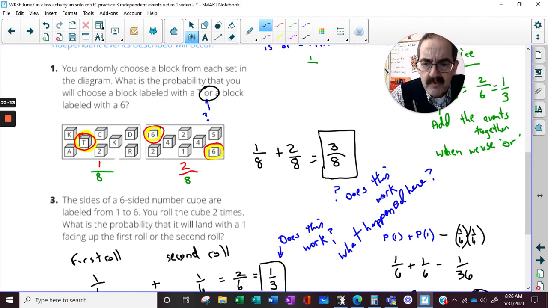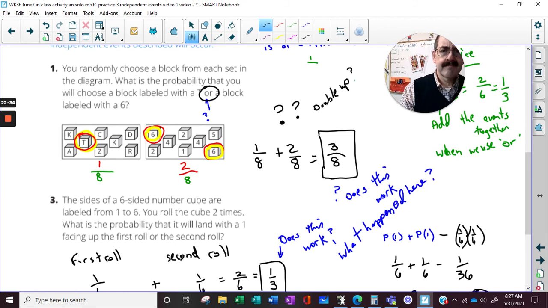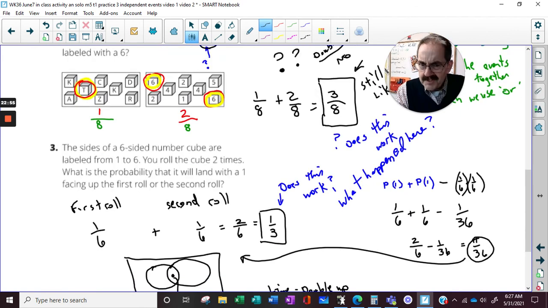Okay, 1 over 8 minus 2 over 8. Is there a double up? Probability of a 2 or the probability of a 6. No, I still like this. Still like that one. These are confusing, huh?